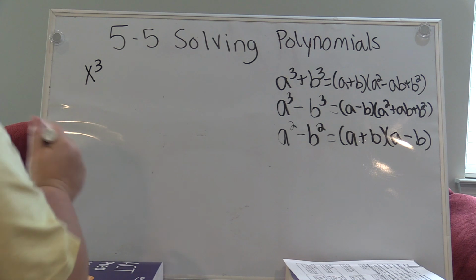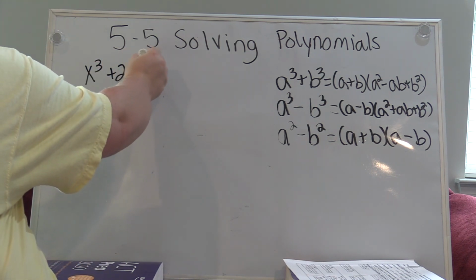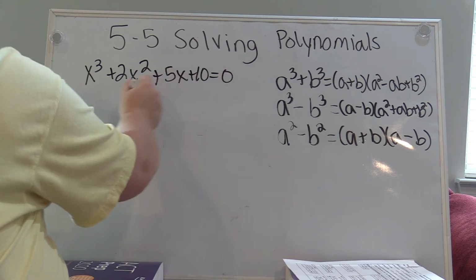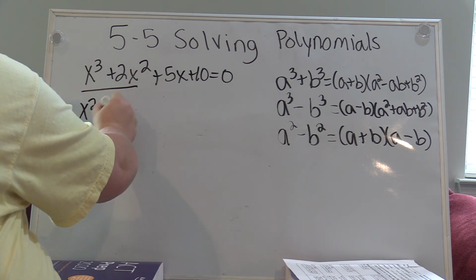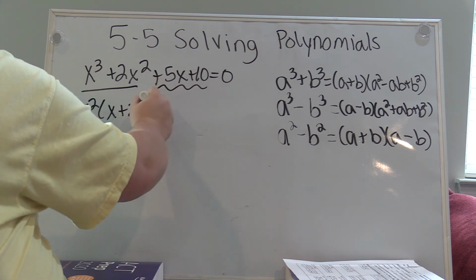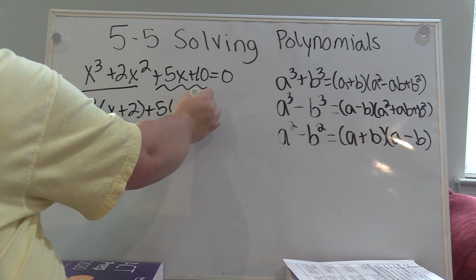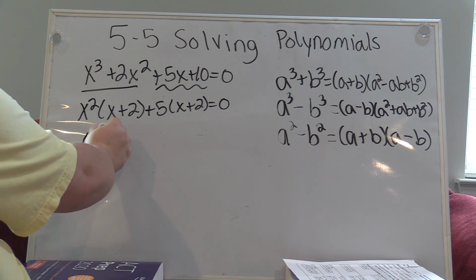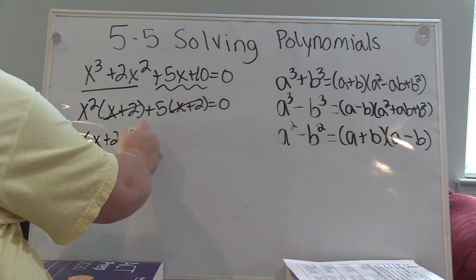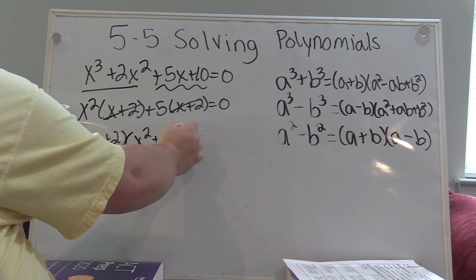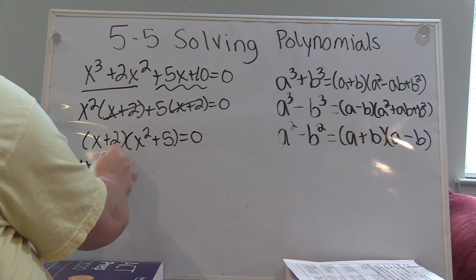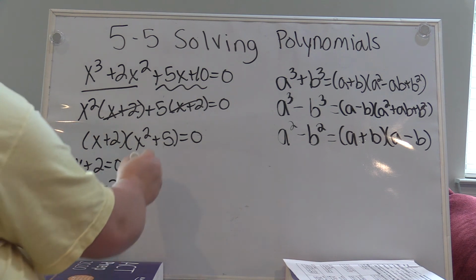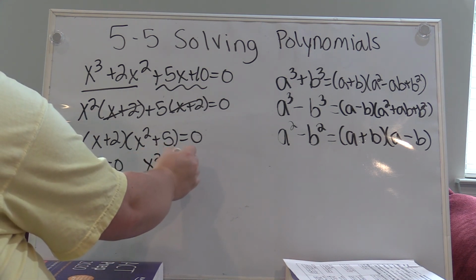X cubed plus 2x squared plus 5x plus 10 equals 0. The GCF here is x squared. I get x plus 2. GCF here is 5. I get x plus 2. They both have x plus 2 in common. And I'm left with x squared plus 5 equals 0. So x plus 2 equals 0. X equals negative 2. And then I get x squared plus 5 equals 0.